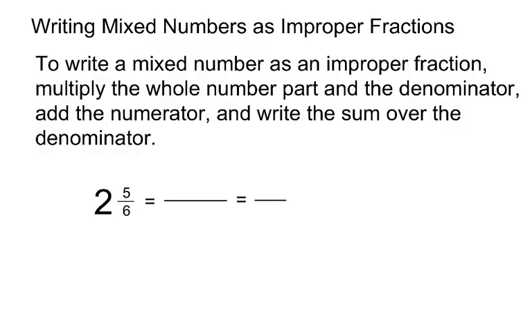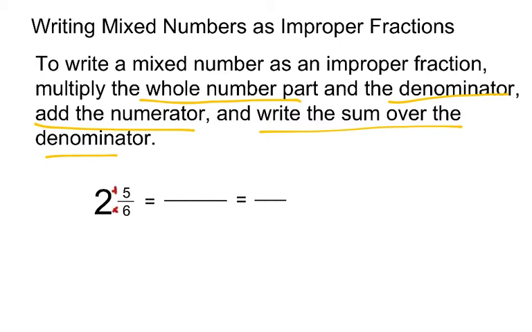So the first thing that we need to make sure you understand is writing mixed numbers as improper fractions. To write a mixed number as an improper fraction, multiply the whole number part and the denominator. Then you add the numerator and write the sum over the denominator. So what does that look like with numbers? Well, if you have a number like 2 and 5/6, you multiply then add.